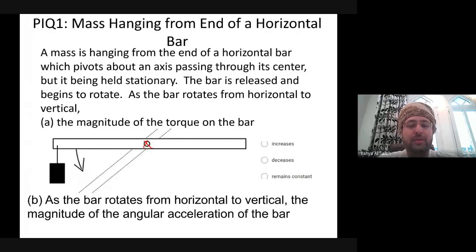As the bar rotates from the horizontal to the vertical, what is the magnitude of the torque on the bar? Does it increase? Does it decrease? Or is the magnitude of the torque on the bar constant?